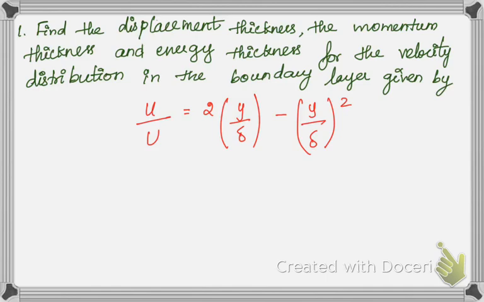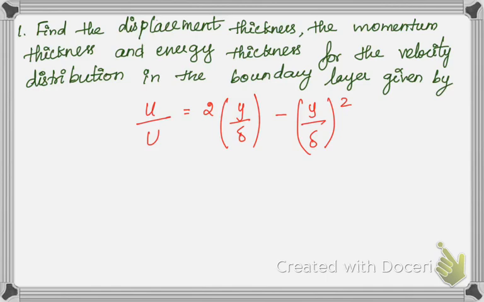Today we are going to solve a problem on boundary layer theory. A velocity distribution for the boundary layer will be given, and from that we have to determine the displacement thickness, momentum thickness as well as energy thickness. Before that we have to write the formula for all the three thicknesses.